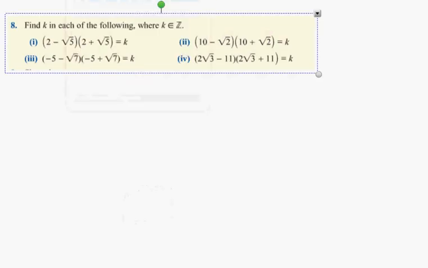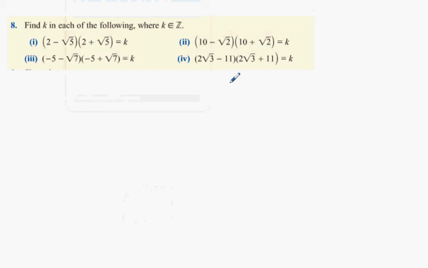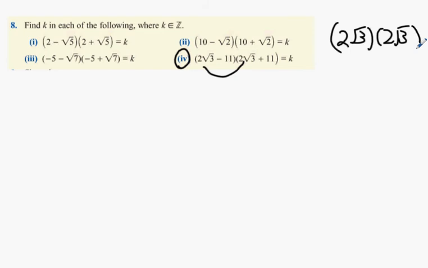Part 4 is just multiplying these out. I'll just do one of them, okay? I'll do the last one, yeah? Part 4. Alright, 2 root 3 multiplied by 2 root 3. Now, you should eventually get to the stage where you can do this in your head. 2 times 2, root 3 times root 3. 4 times 3. There you go, 12.